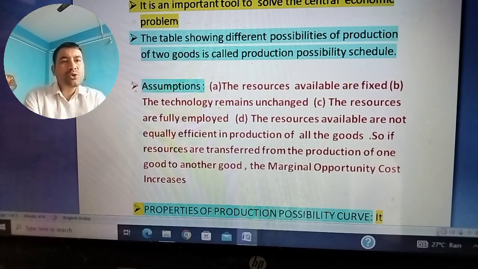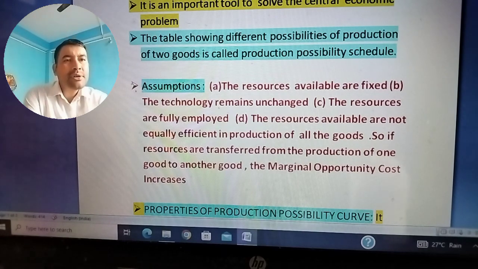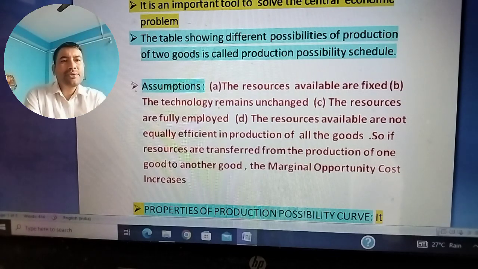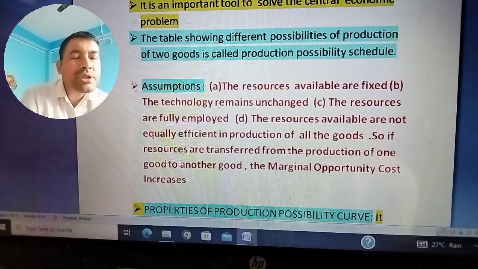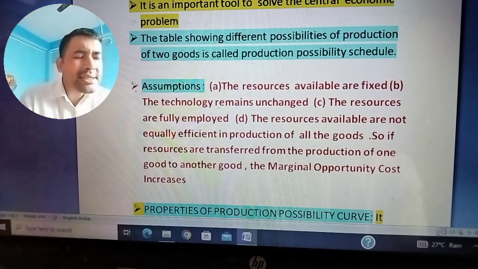See, with the help of the resources, we can produce different types of goods, okay? But with the help of the resources, you cannot produce efficiently all types of goods. So if resources are transferred from the production of one good to another good, the marginal opportunity cost increases. That is, you can produce more of X and more of Y.